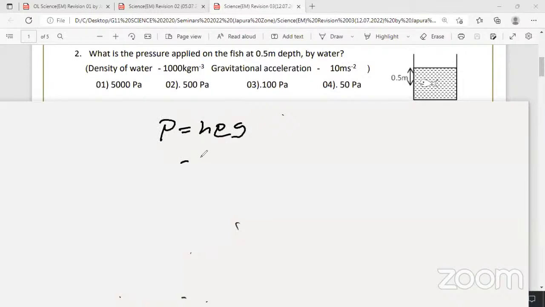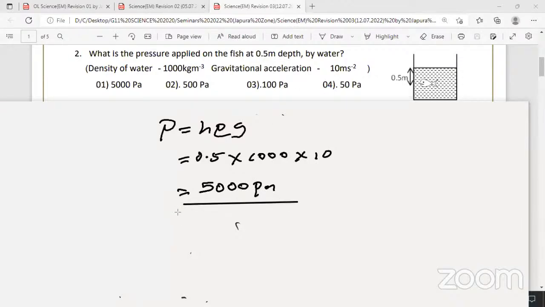H rho G. So what is H here? 0.5 meters. Height should be in meters. Density of water 1000. Gravitational acceleration is 10. Then you get the final answer, 5000 Pascal. 0.5 into 10, 5, into 1000, 5000 Pascal. What is the SI unit of pressure? That is Pascal. 5000 Pascal.